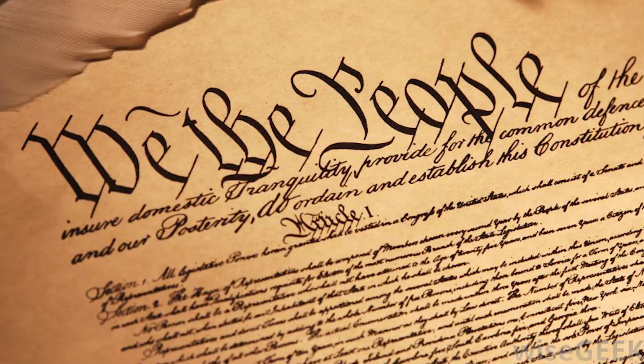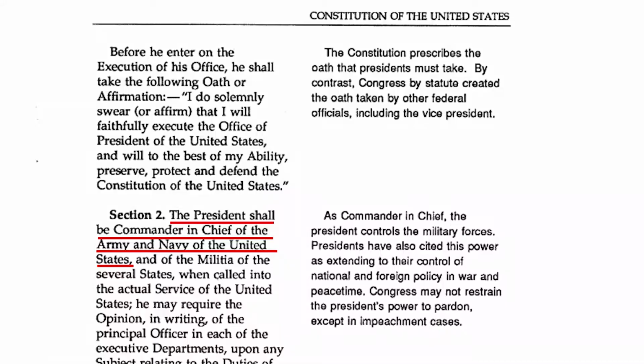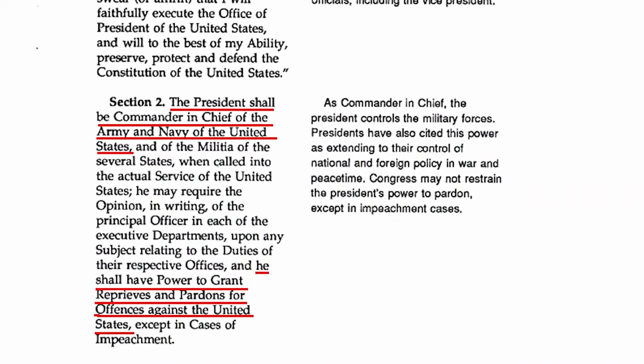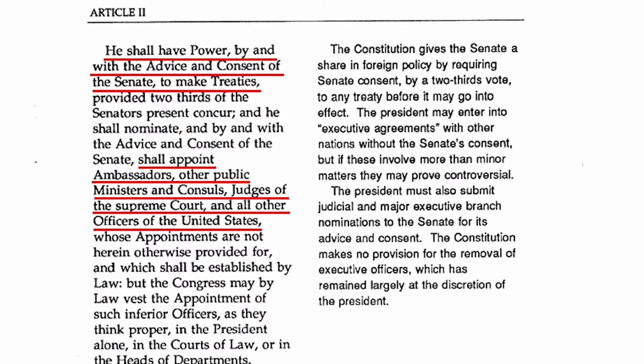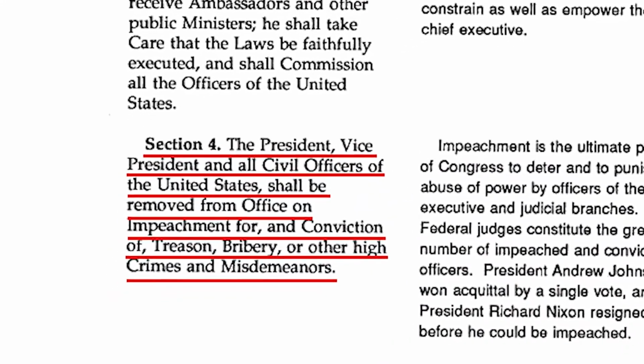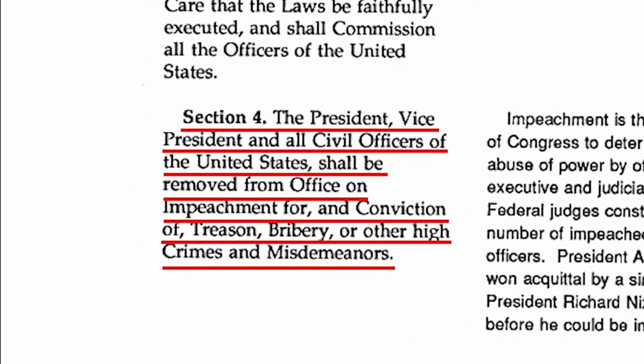Section 2 of Article 2 of the Constitution defines the President's executive powers, which include being the Commander-in-Chief of the Army and Navy, power to grant reprieves and pardons for offenses against the United States, and with the advice and consent of the Senate, make treaties, appoint ambassadors, public ministers, consuls, Supreme Court judges, and other officers of the United States. Section 4 of the same article provides for the impeachment and conviction of the President in case of treason, bribery, high crime, and misdemeanor.